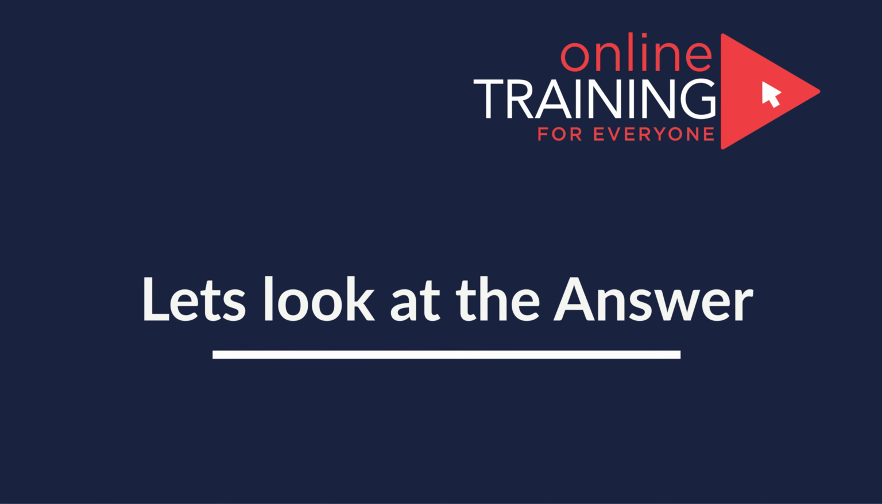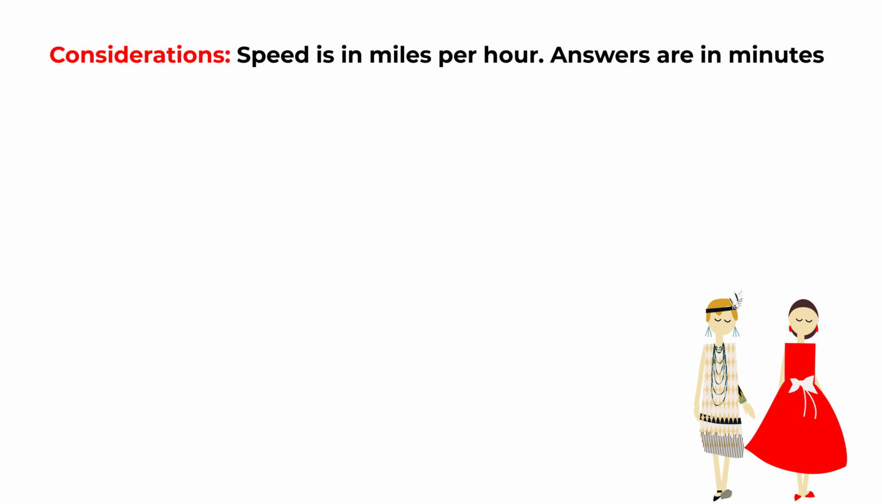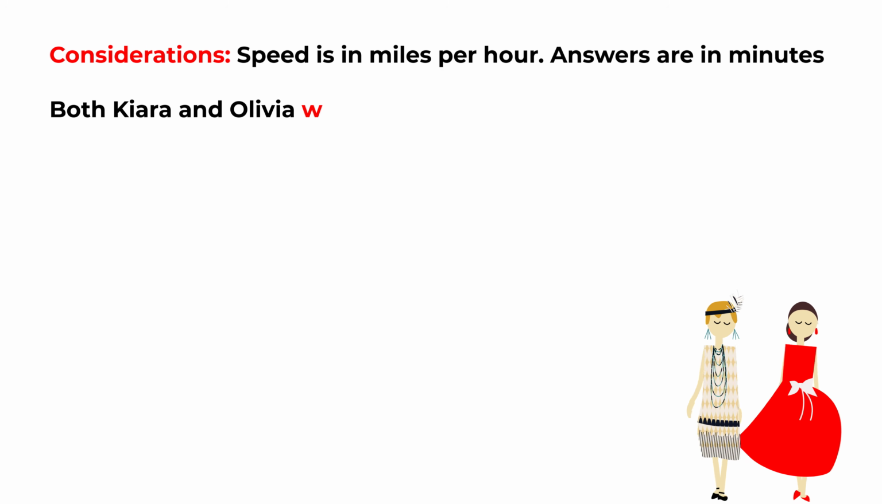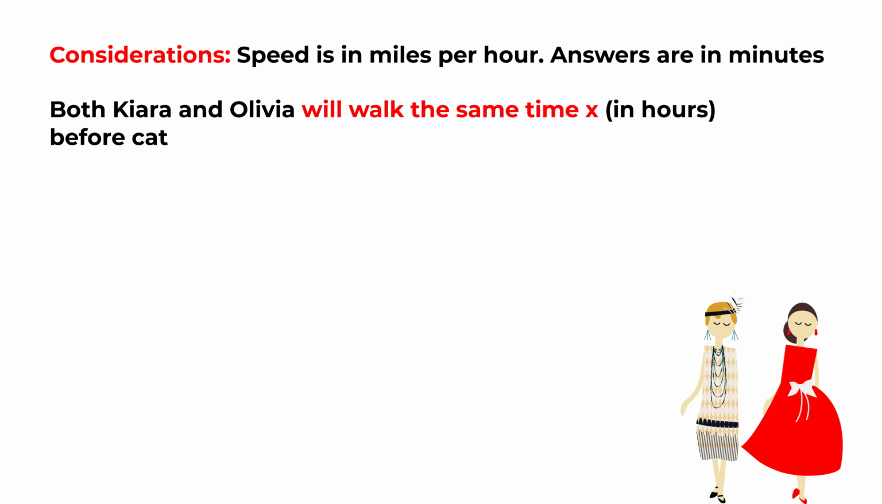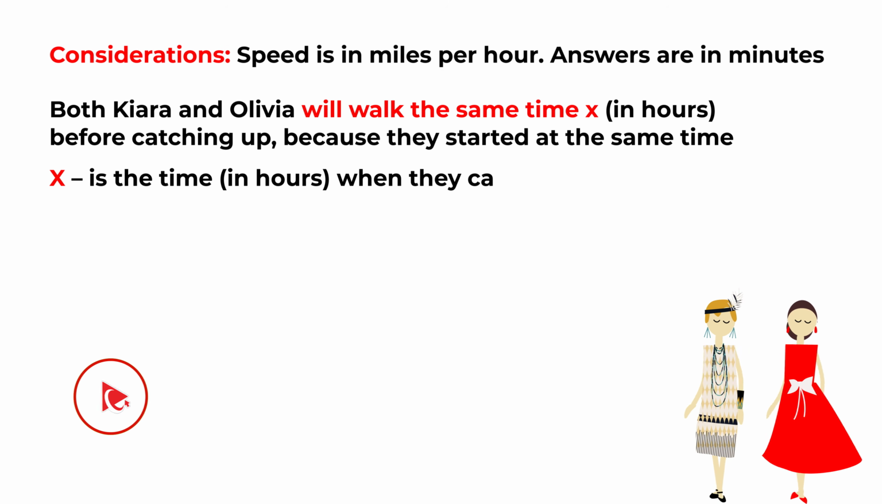One important consideration to help you solve this challenge is that the speed for both Kiara and Olivia is presented in miles per hour, but answers are in minutes. So at some point we would need to make a conversion. Another important point is that both Kiara and Olivia will walk the same time, and we can put it as X in hours before catching up, because they started at the same time. In our solution, X will be the time in hours when they will catch up and meet.